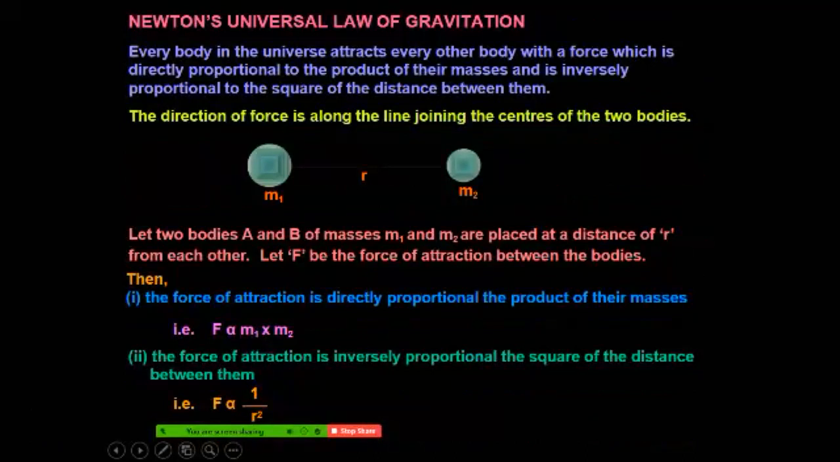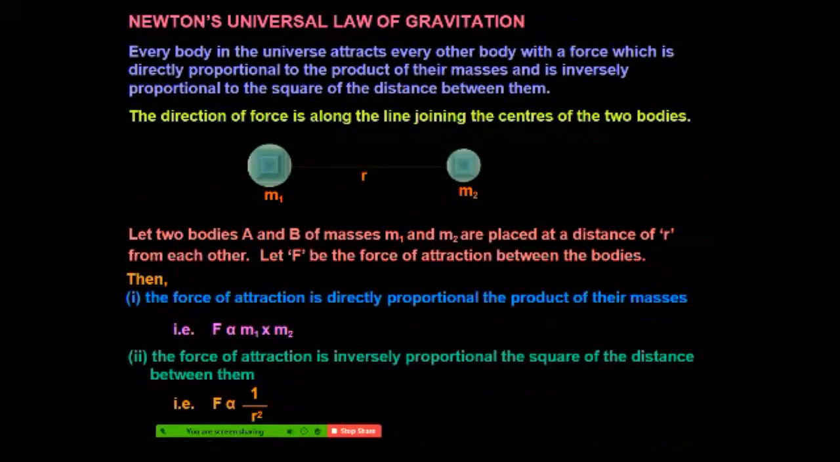Newton's universal law. So if the force of attraction is directly proportional to the product of their masses, so F is proportional to m1 into m2. If the force of attraction is inversely proportional to the square of the distance, then F is inversely proportional to 1 by r square. So this is the m1 and m2 masses. So these two bodies A and B, masses m1 and m2, are placed at the distance of r from S.